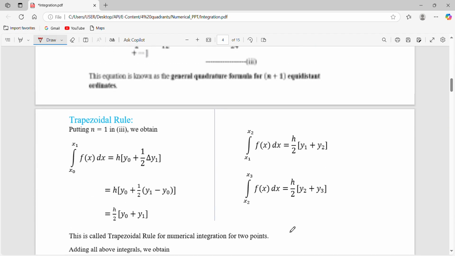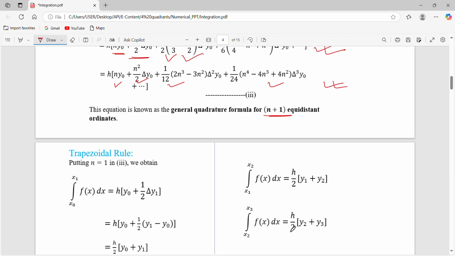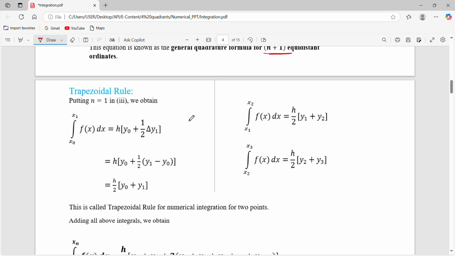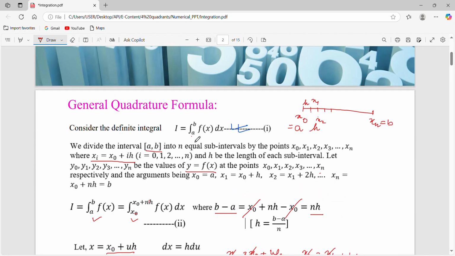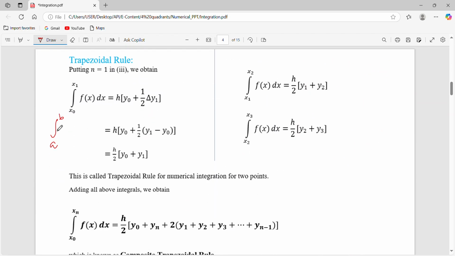So from the previous formula, this is your previous formula, this one. How do you get the trapezoidal rule? How do you develop the trapezoidal rule? By putting n equal to 1 in equation 3, you will get the trapezoidal rule. So left hand side is integration a to b. This is your first integration formula. Just look at this, first formula is a to b, but a to b means initial value here x0, and here b equal to x1.